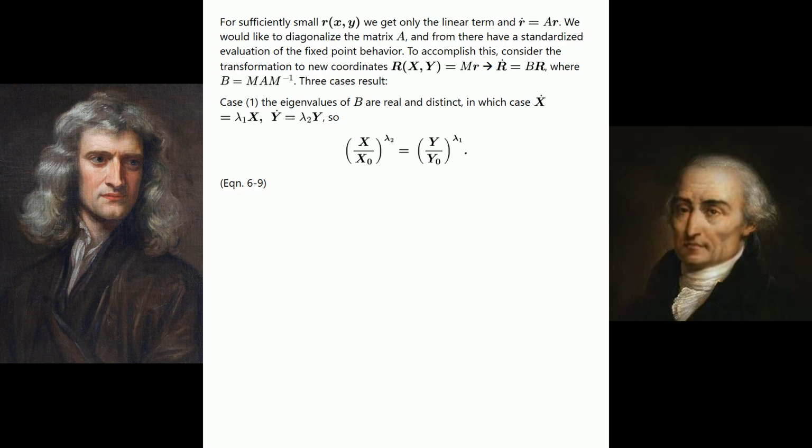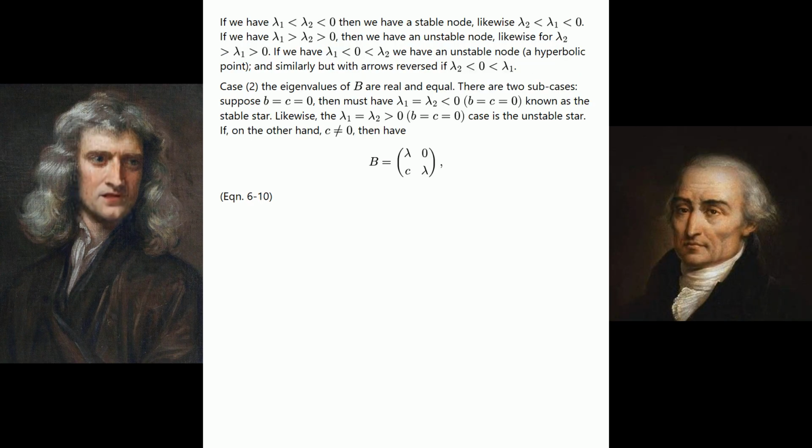3 cases result. Case 1, the eigenvalues of B are real and distinct, in which case Ẋ equals lambda sub 1 X, Ẏ equals lambda sub 2 Y. So, see equation 6-9. If we have lambda sub 1 is less than lambda sub 2 is less than 0, then we have a stable node. Likewise, lambda sub 2 is less than lambda sub 1 is less than 0. If we have lambda sub 1 is greater than lambda sub 2 is greater than 0, then we have an unstable node. Likewise, for lambda sub 2 is greater than lambda sub 1 is greater than 0.